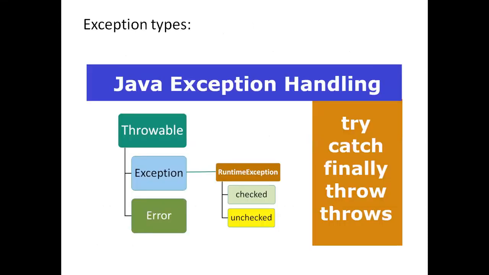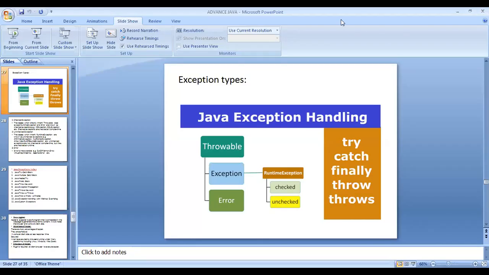Java exception handling is used with throwable, exception, and error, such as runtime exceptions, checked and unchecked. The try, catch, finally, throw, and throws blocks are used to handle exceptions.